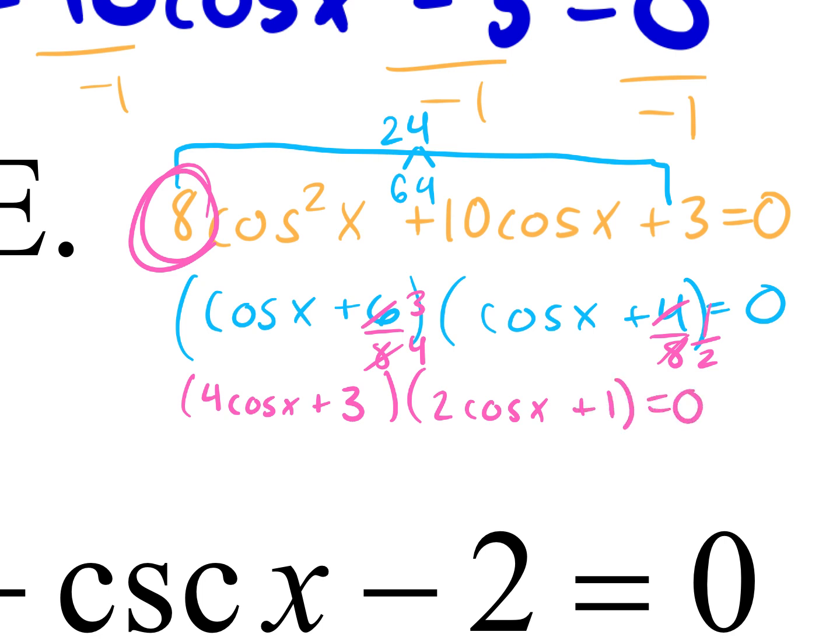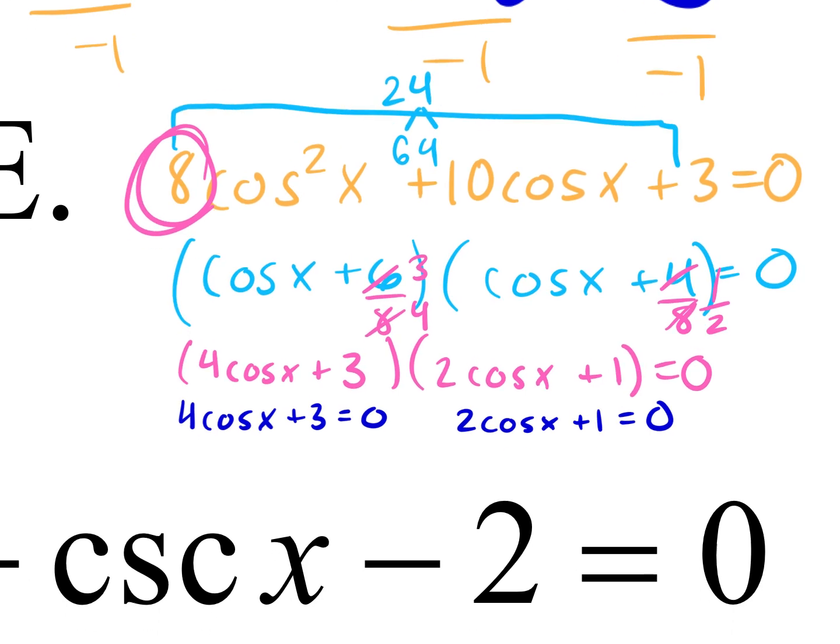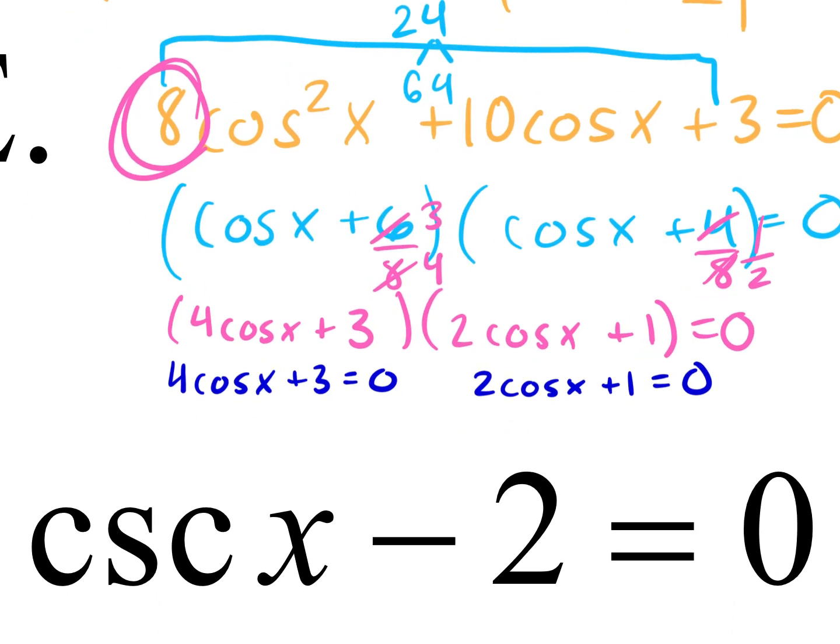What would I do next? Set them both equal to 0 and solve. So 4 cosine x plus 3 is equal to 0. 2 cosine x plus 1 is equal to 0. So the first one, we would subtract 3 and divide by 4. So cosine x is equal to -3/4. Second one, subtract 1, divide by 2. So cosine x is equal to -1/2.